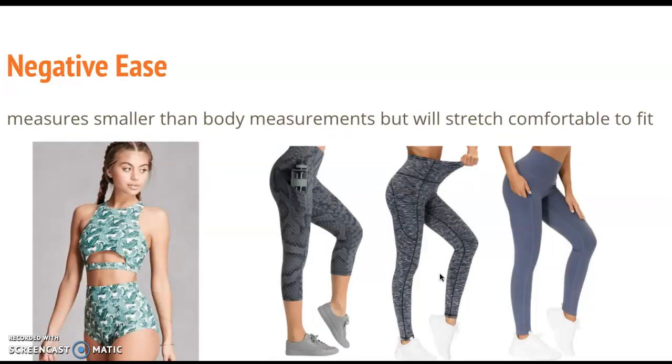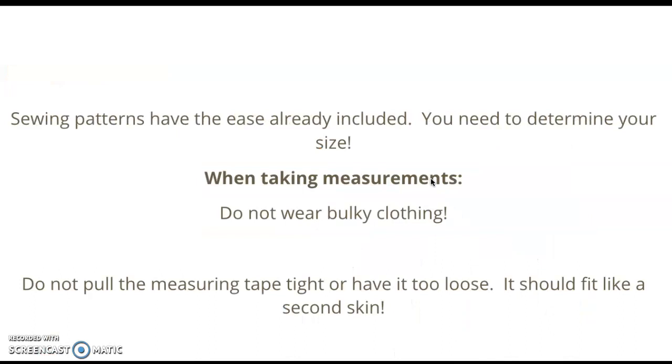Then our last kind is negative ease. Now, negative ease measures smaller than your body measurements, but it's always made of knit with some type of spandex or elastic in there so that it can stretch comfortably to fit. So things like your underwear, swimsuits, yoga pants, your skinny jeans always have a certain percentage of spandex so that it stretches to fit. But technically when you hold it up, it's smaller than your body measurements so that it is pretty snug against your body.